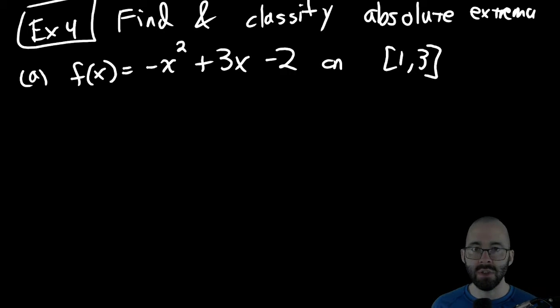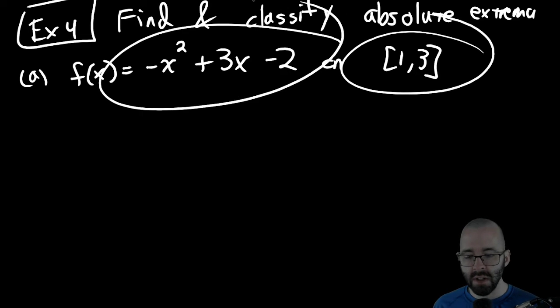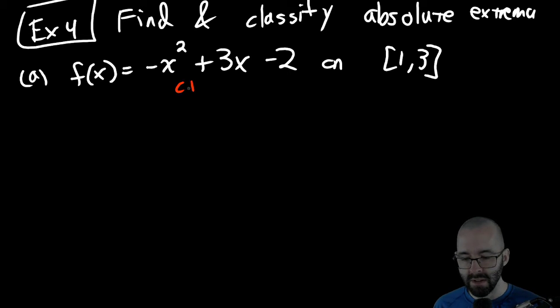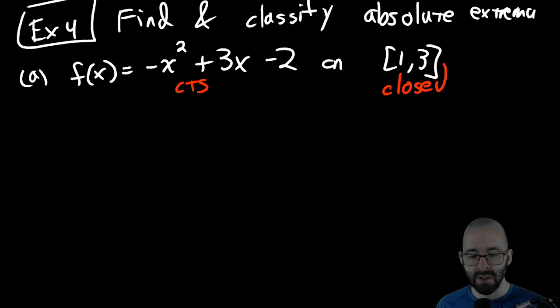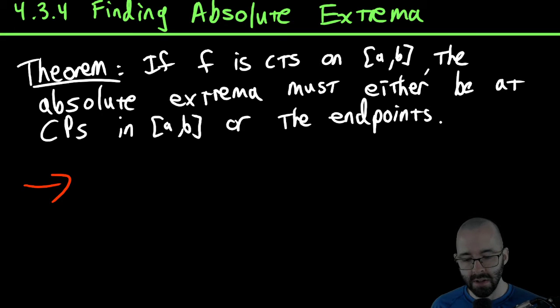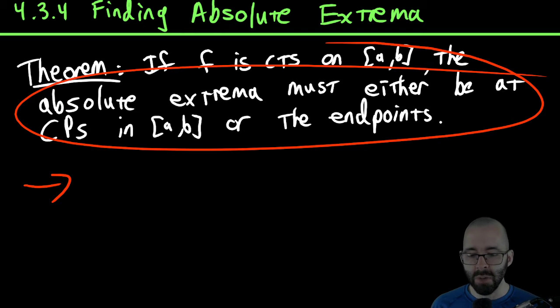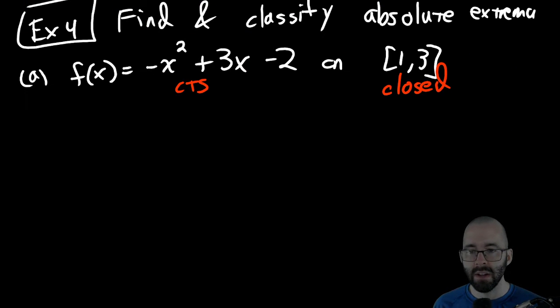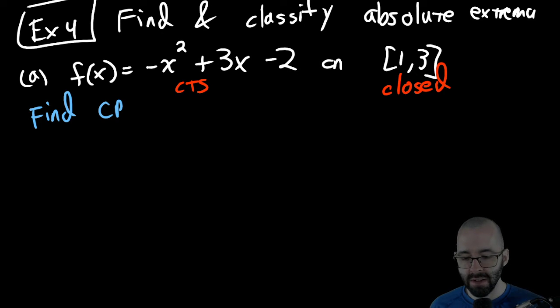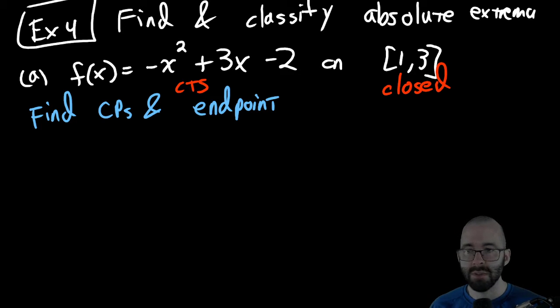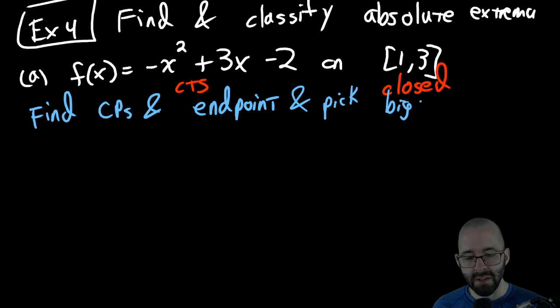So absolute extrema on a closed interval, continuous function. This is continuous. The interval is closed. So the extrema must be at the critical points or the endpoints. So find the critical points and find the endpoints and pick the biggest one and the smallest one. Pick the biggest function value. That's all you have to do here.